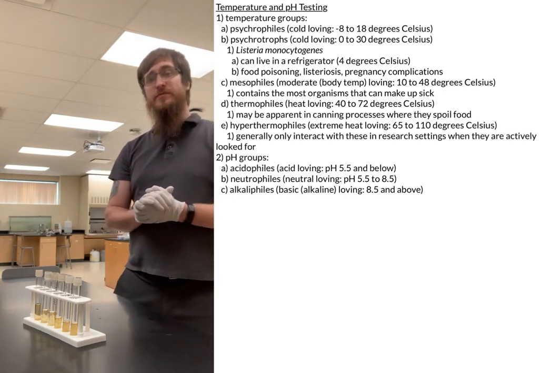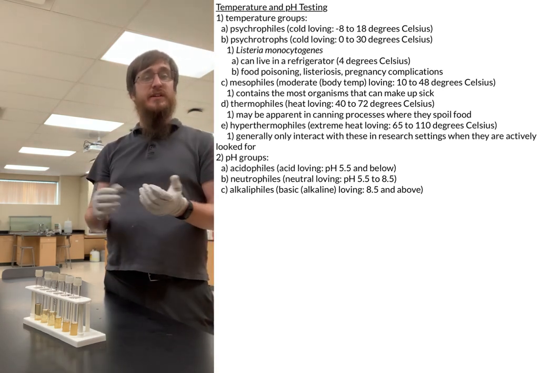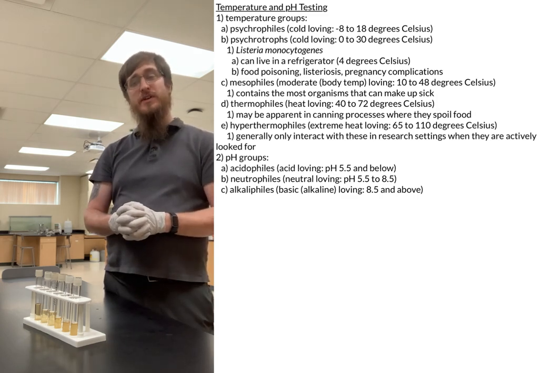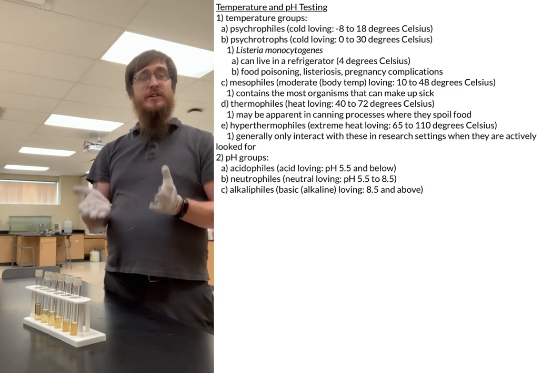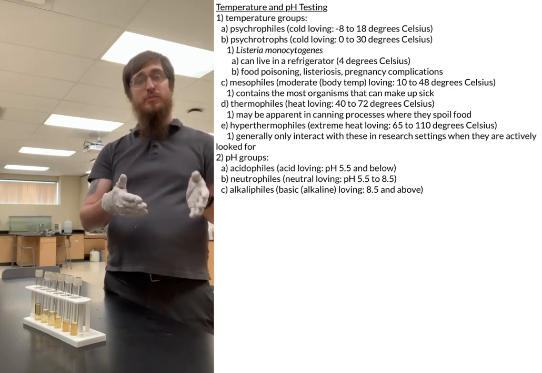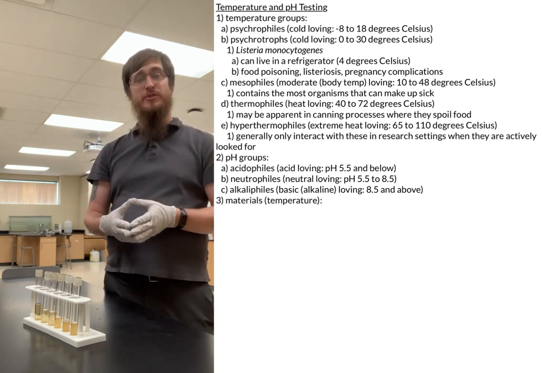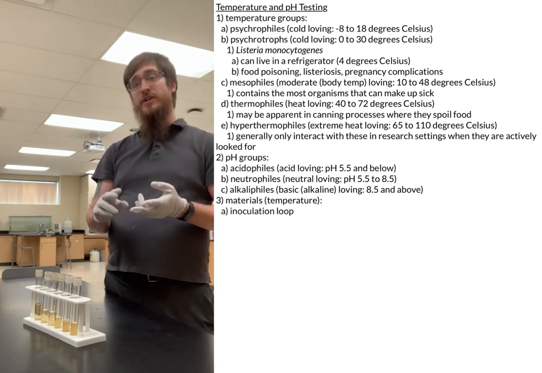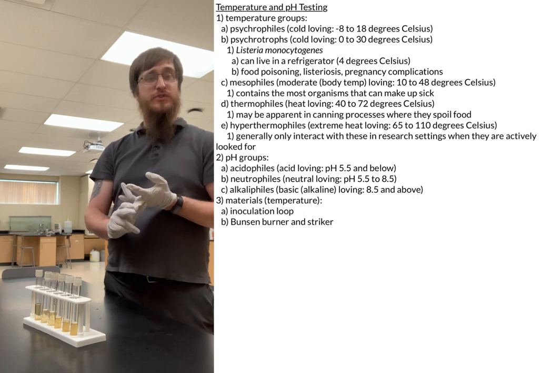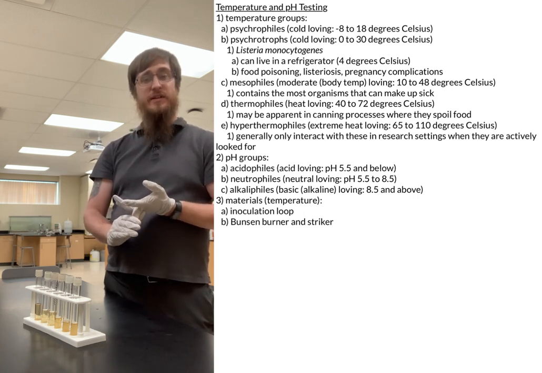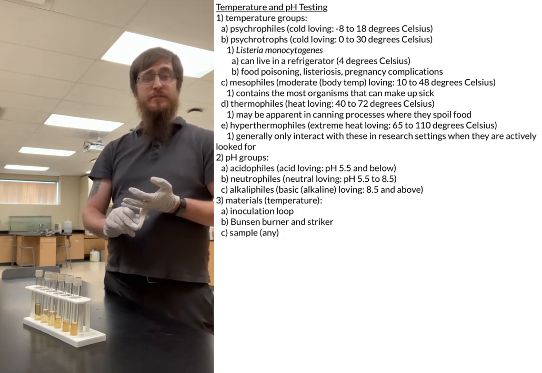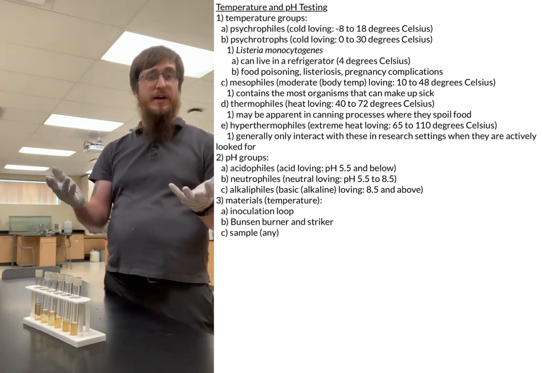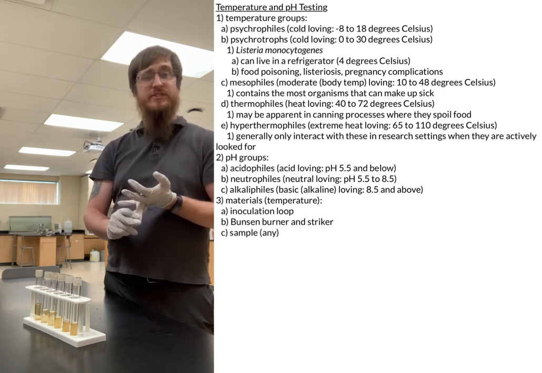Now, in terms of the way that we actually do this testing, if we want to figure out if an organism falls within any one of these specific groups, let's do the temperature part first. The materials you would need to do the temperature experiment: you're going to need a loop to do your transfer. You're going to need the Bunsen burner and the striker in order to do your aseptic technique. You are going to need your sample, and the sample can be from a broth, plate, or a slant. It doesn't really matter, just any type of sample that you might want to test.